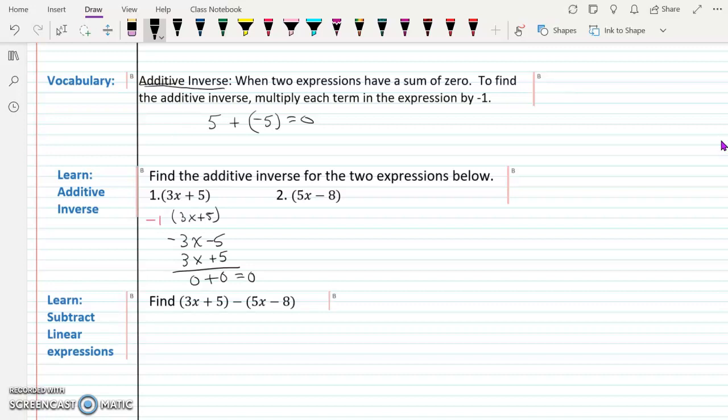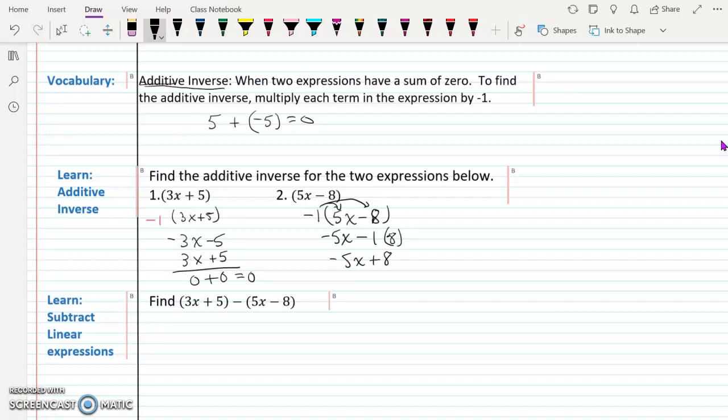Now let's practice that skill one more time with 5x minus 8. So I'm going to multiply 5x minus 8 times -1, and I'm going to use my distributive property properly. So that means I'm going to multiply the first term by -1. That's going to give me a -5x. And then I'm going to multiply the second term by -1. And that's going to be a -1 times -8, excuse me. That's going to be a -5x plus 8.